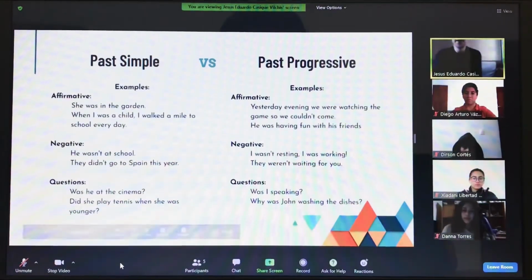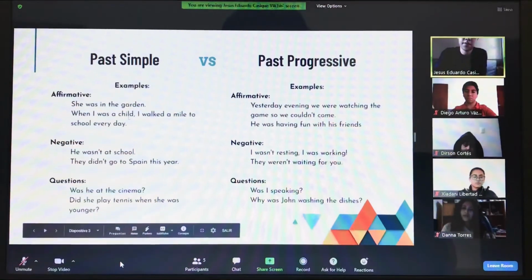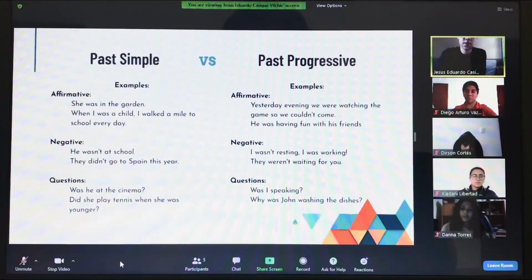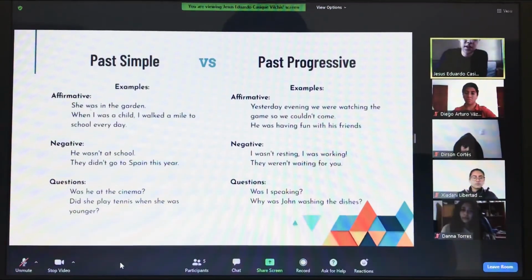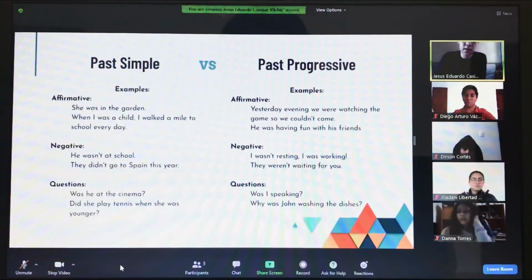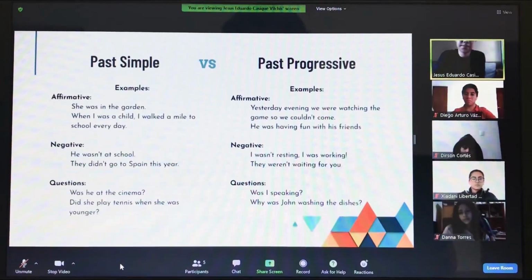Right now I'm going to show you some examples. First is the affirmative in past simple. She was in the garden. She is the subject, was is the verb in past, and in the garden is a complement.